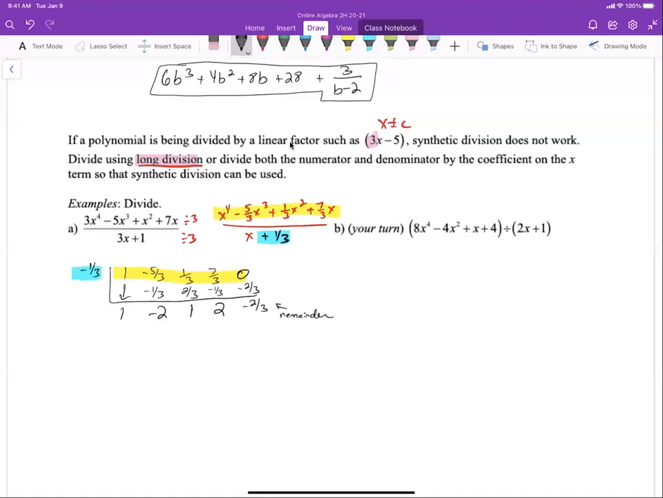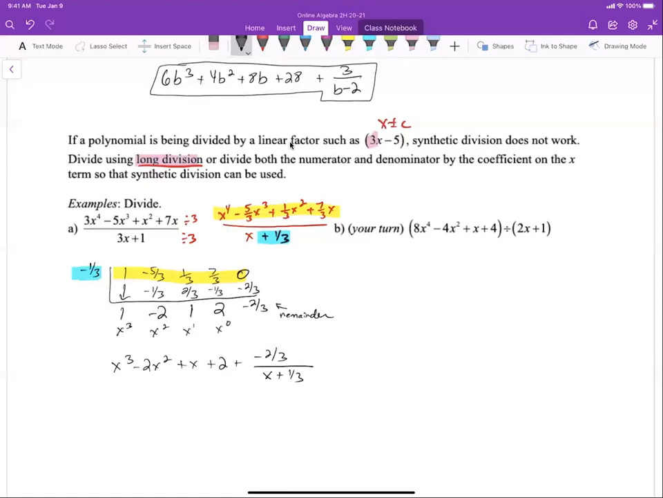Okay, and this is my x cubed term, x squared, x to the 1st, x to the 0 power. So I can write my answers. So I get x cubed minus 2x squared plus x plus 2. And then I have this remainder, plus negative 2/3 over. And what did we divide by? We divided by x plus 1/3.